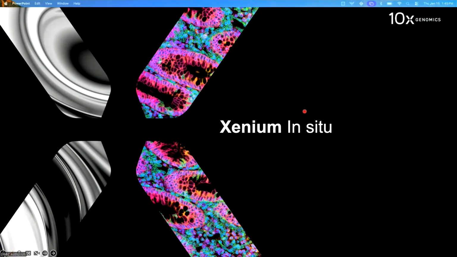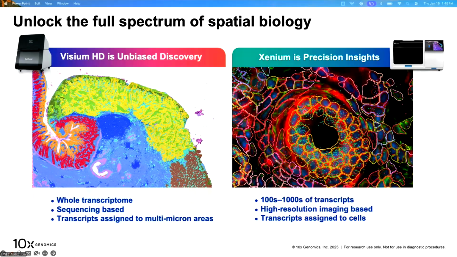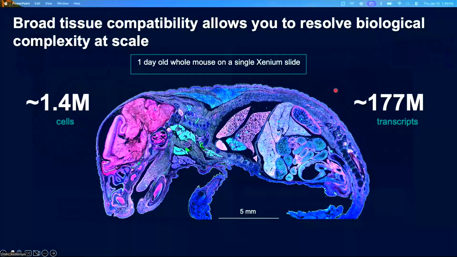The second platform we have for spatial is Xenium. If you want to remember the main difference between Xenium and Visium, just keep in mind that Visium is whole transcriptome, Xenium is not. With Xenium, you interrogate hundreds to thousands of transcripts, but you can do that with subcellular resolution. Unlike Visium, where the output is NGS-based, with Xenium we have an imaging-based technology, so there is no sequencing post-run.